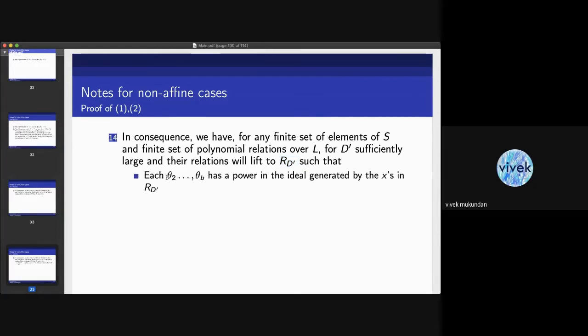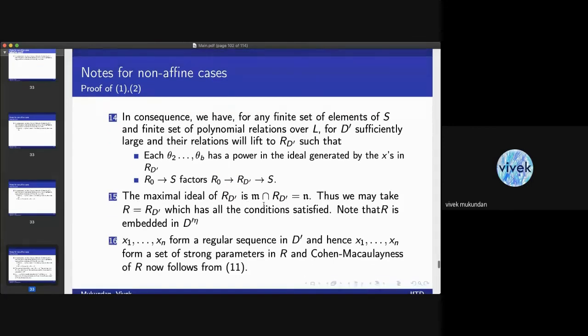So each of these elements, theta 2 to theta b, has a power which is inside the ideal generated by x1 up to xn in R_D'. And R0 to S, actually R0 sits inside S, is an injective map, and can be factored through R_D'. Then the maximal ideal of R_D' is M intersect with R_D', which is N. Then we can take R to be R_D' localized at this maximal ideal. I mean, I forgot the localization.